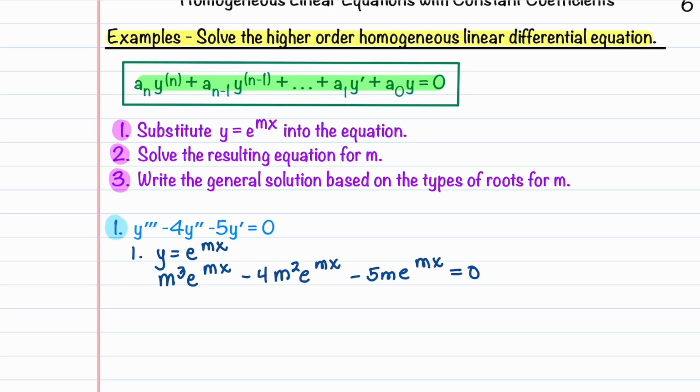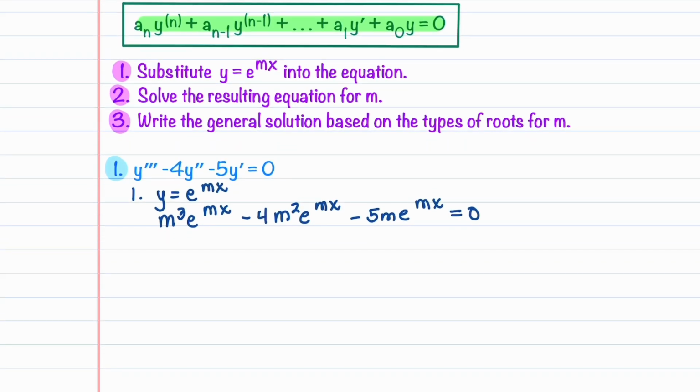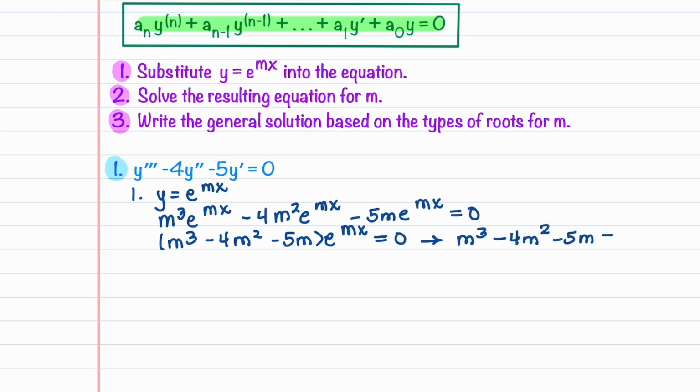equal to 0. This gives us m cubed minus 4m squared minus 5m times e to the mx is equal to 0. And this gives us then that the only way it's going to be 0 is if m cubed minus 4m squared minus 5m is equal to 0, because remember, an exponential is never equal to 0.